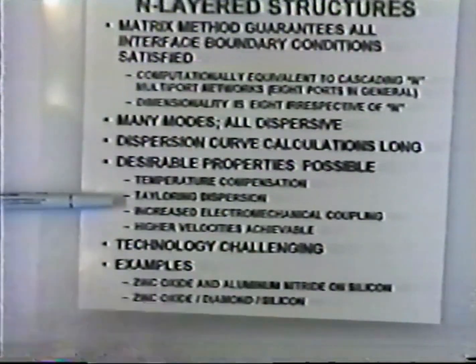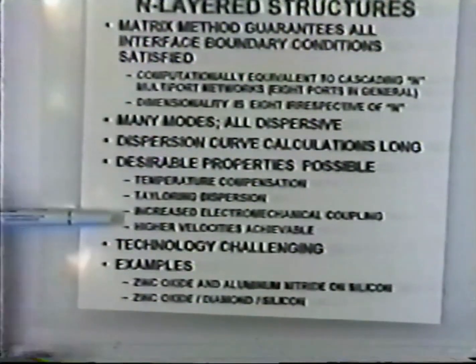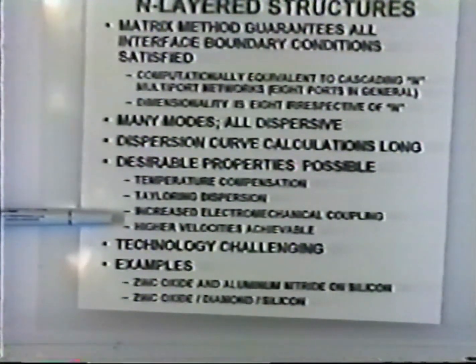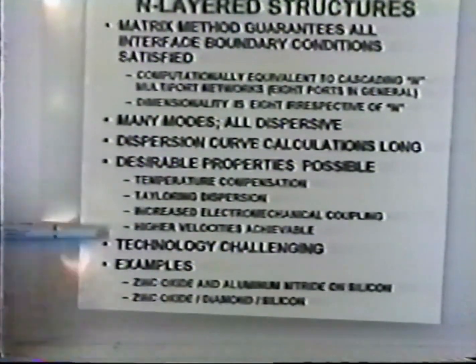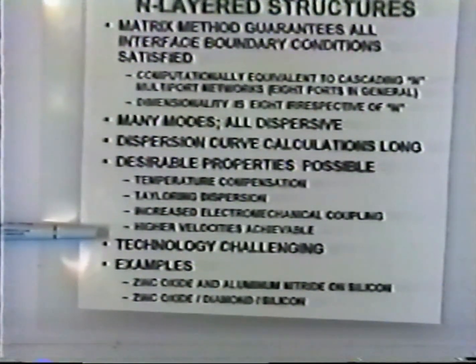You can tailor the shape of your dispersion by a suitable choice of materials and thicknesses. You can find combinations with layering which increase the electromechanical coupling coefficient of the system, and this is desirable in some cases because it has a direct impact on device bandwidth when you get down to fabricating a device. Another possible advantage is you can have higher velocities in some situations by having layers.